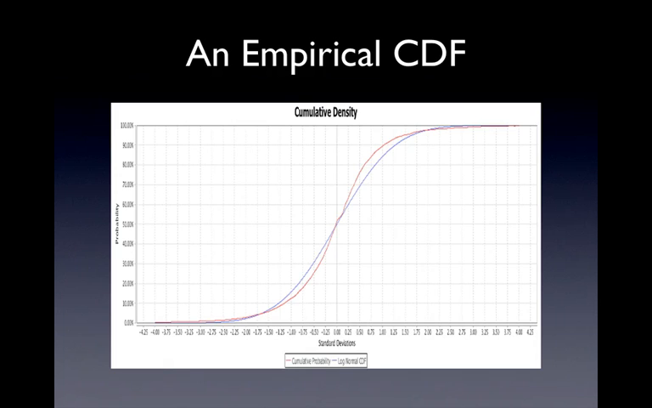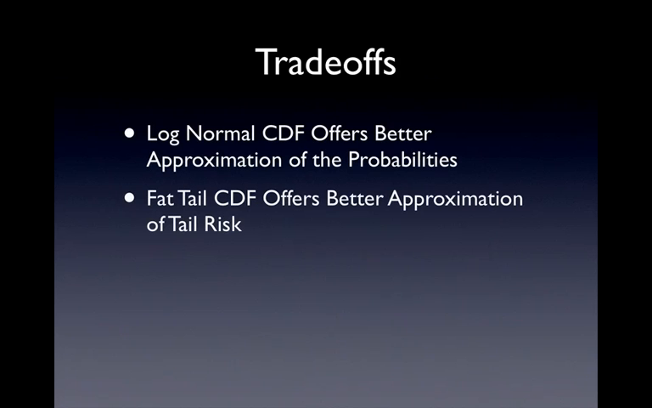Furthermore, recall that to calculate the expected profit of an option position, a very small increment of standard deviations was used. Since the log-normal CDF is a continuous function, a value for any number of standard deviations can be computed. This is not the case for the empirical CDF. So for values that are not points on the empirical CDF curve, an interpolation method will need to be used to determine the probabilities. One of the trade-offs between using an empirical CDF versus the log-normal CDF is that the former offers an accurate approximation of tail risk, while the latter offers a better approximation of the probabilities.